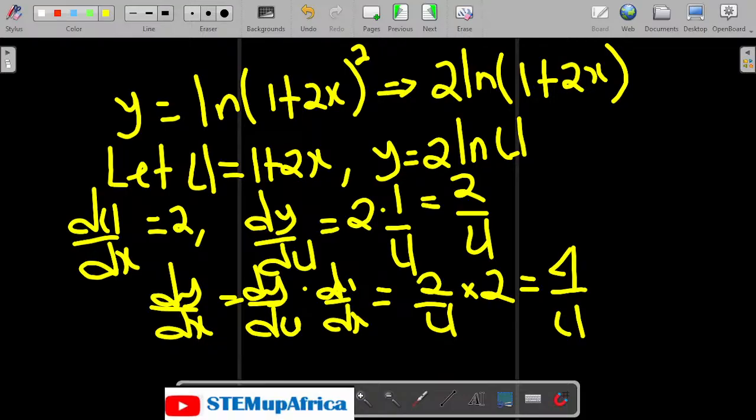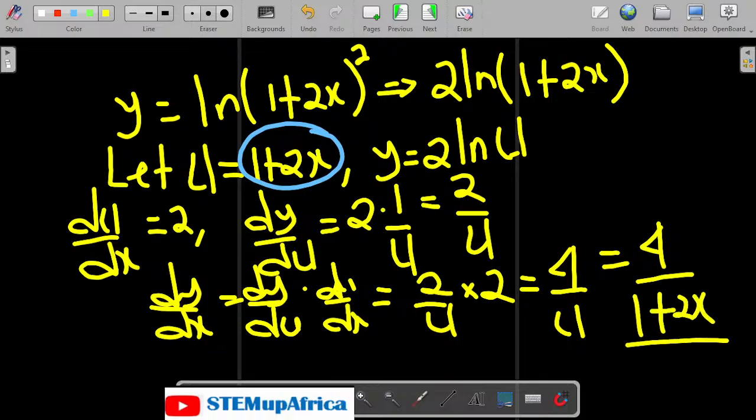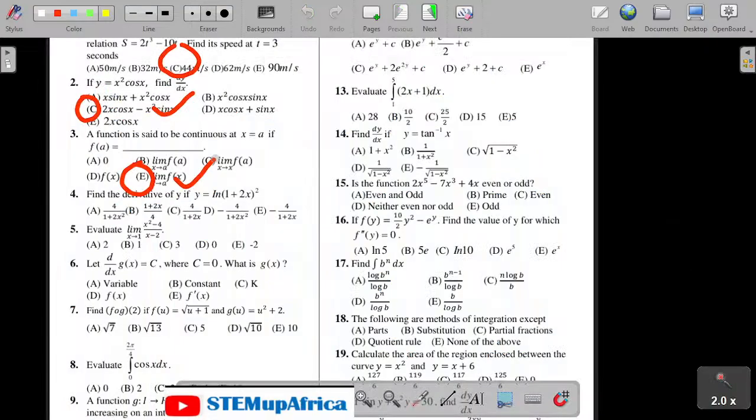But don't forget, our u was 1 plus 2x. So I will substitute it in place of u. So the final result will be 4 over 1 plus 2x. Let's go back and see which option satisfies that. 4 over 1 plus 2x, which is option C. So we have too many C already, which is option C. The answer is 4 over 1 plus 2x.